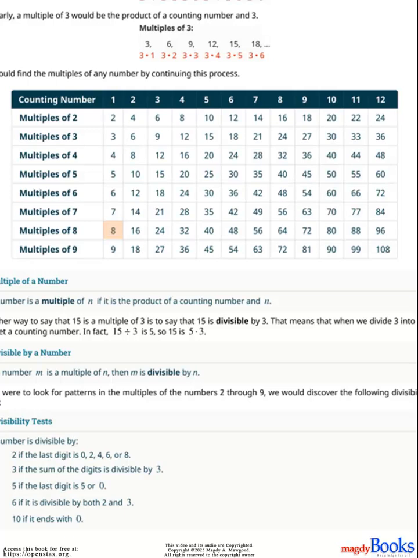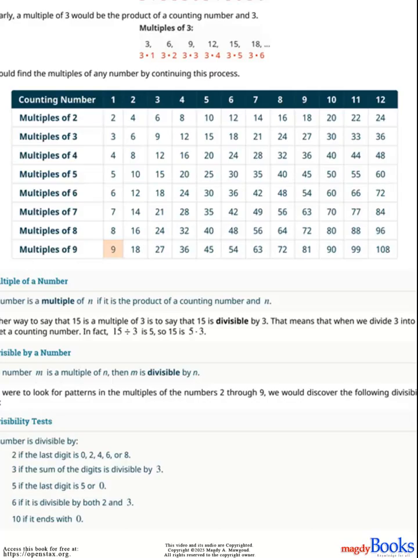Multiples of 8: 1 times 8 equals 8, 2 times 8 equals 16, 3 times 8 equals 24, 4 times 8 equals 32, 5 times 8 equals 40, 6 times 8 equals 48, 7 times 8 equals 56, 8 times 8 equals 64, 9 times 8 equals 72, 10 times 8 equals 80, 11 times 8 equals 88, 12 times 8 equals 96.